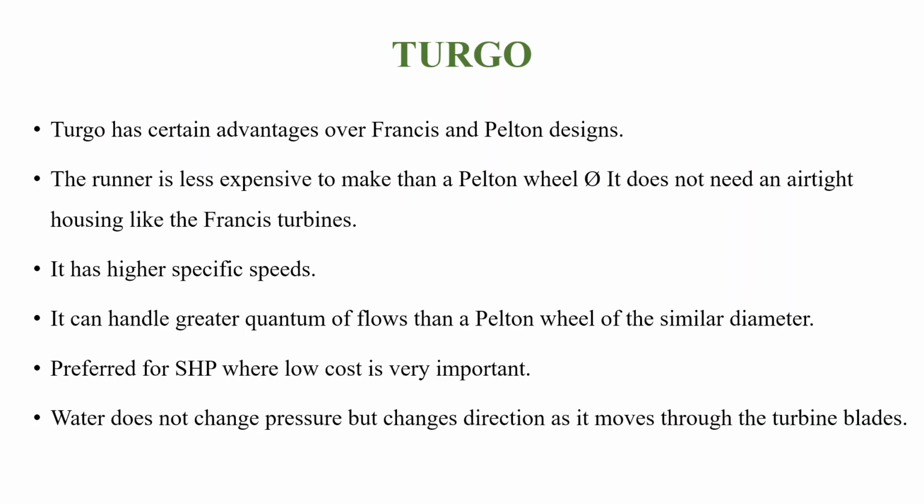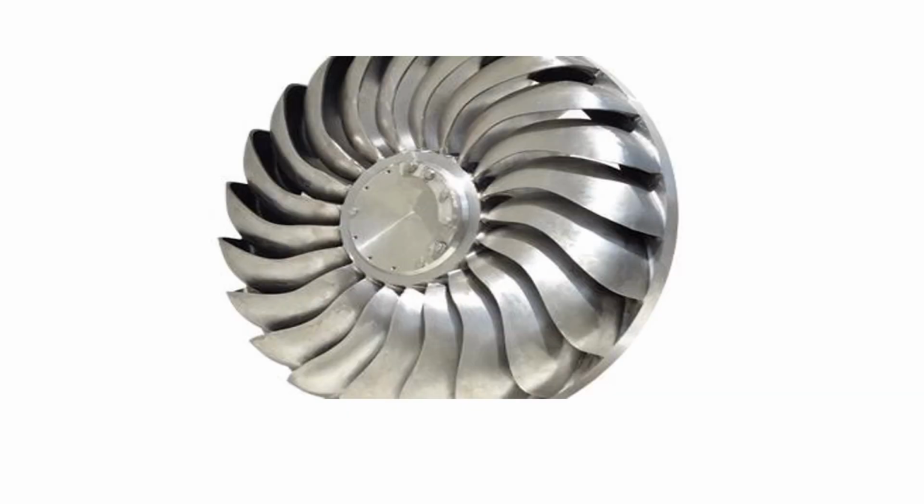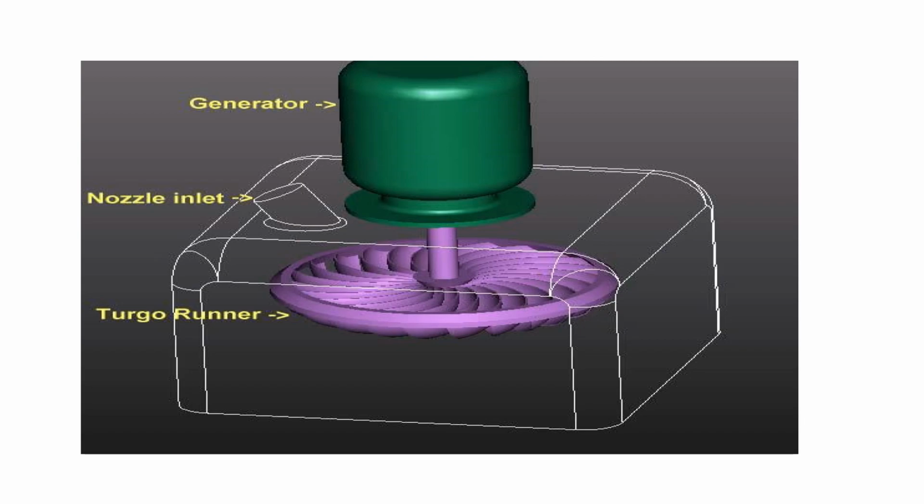Next one is the Turgo. Turgo has certain advantages over Francis and Pelton designs. The runner is less expensive to make than a Pelton wheel. It does not need an airtight housing like a Francis turbine. It has higher specific speeds. It can handle a greater quantum of flow than a Pelton wheel of similar diameter. Preferred for small hydro power where low cost is very important. Water does not change pressure but changes direction as it moves through the turbine blade. This is a schematic diagram of a Turgo turbine.